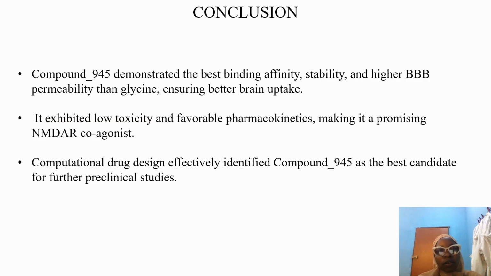In conclusion, compound 945 demonstrated the best binding affinity, stability, and higher blood-brain barrier permeability than glycine, ensuring better brain uptake. It also exhibited low toxicity and favorable pharmacokinetics, making it a promising NMDAR co-agonist. Computational drug design effectively identified compound 945 as the best candidate for further preclinical studies.